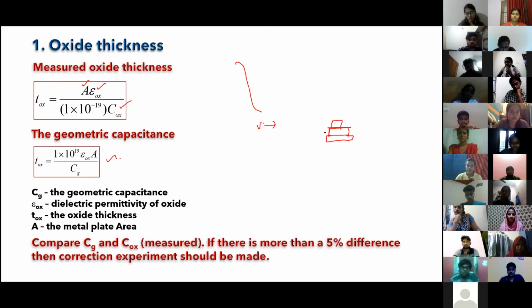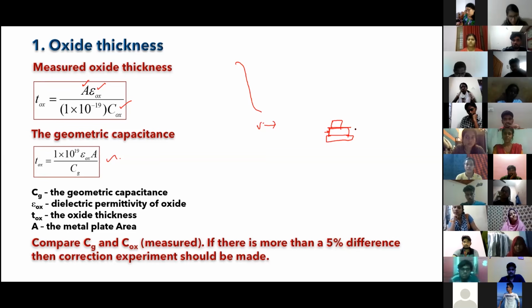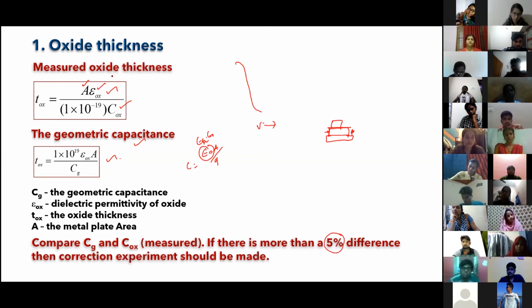So from the length and breadth of this, you can calculate the geometric capacitance, which is epsilon naught A by D. That should be exactly equal to the oxide layer capacitance. But in this place, you should not use only epsilon naught. You have to use epsilon R and epsilon naught. By using the dimensions, both of them should be the same. If there is a 5% difference between the geometric capacitance and the oxide capacitance that you calculate, then you have to redo the measurement. There should not be much change.